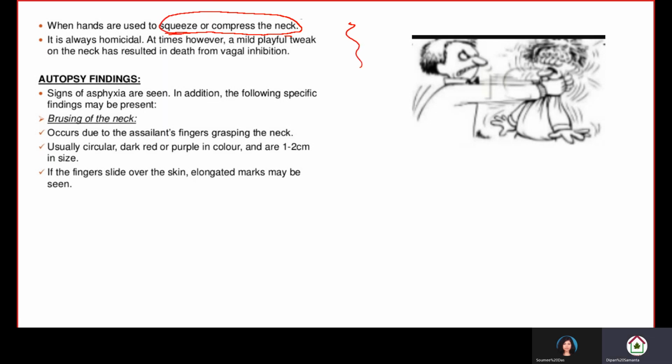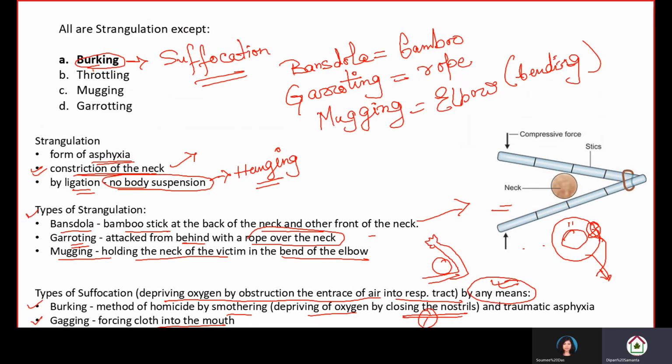It is always homicidal. Another very important differentiating point between strangulation and suffocation is that strangulation is always homicidal. A person cannot do it on himself. It is always homicidal, while suffocation can be accidental.